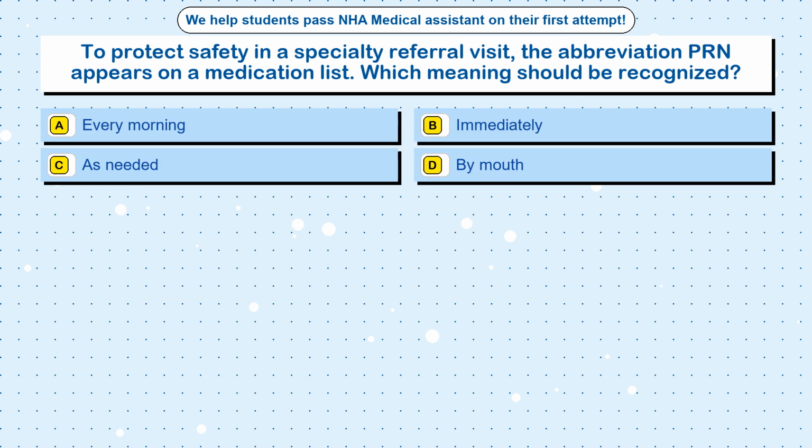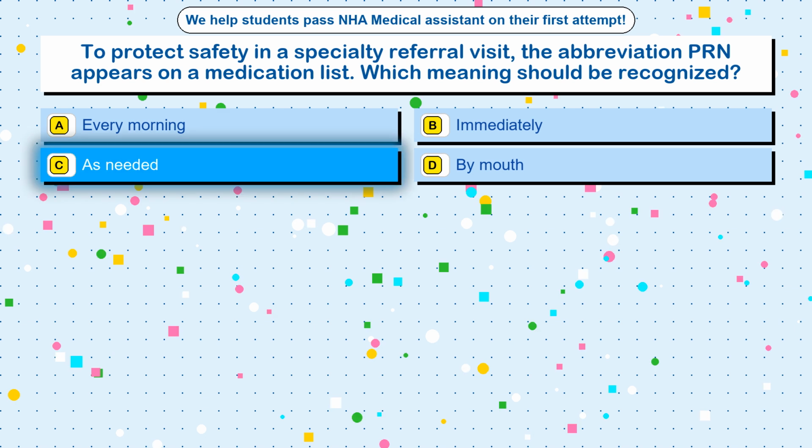Question 43. To protect safety in a specialty referral visit, the abbreviation PRN appears on a medication list. Which meaning should be recognized? Option A. Every morning. Option B. Immediately. Option C. As needed. Option D. By mouth. The correct answer is option C.